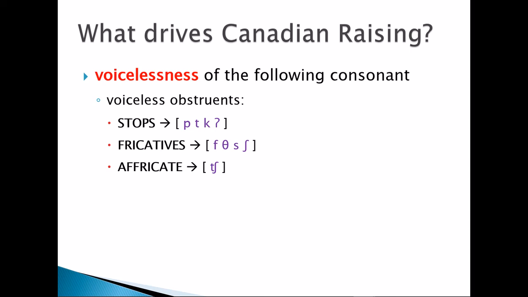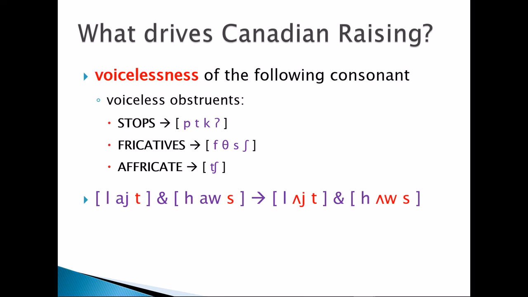So what do we mean by a voiceless consonant? Well, the voiceless obstruents. So we have p, t, k, the glottal stop, f, theta, s, sh and ch. Any of those voiceless obstruents will drive Canadian raising if it surfaces immediately after the low central diphthong. So the t in light and the s in house are what trigger Canadian raising in lighthouse.